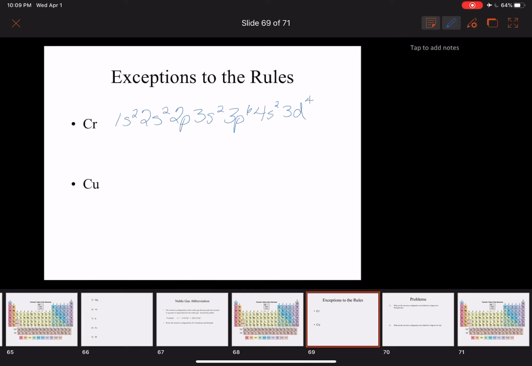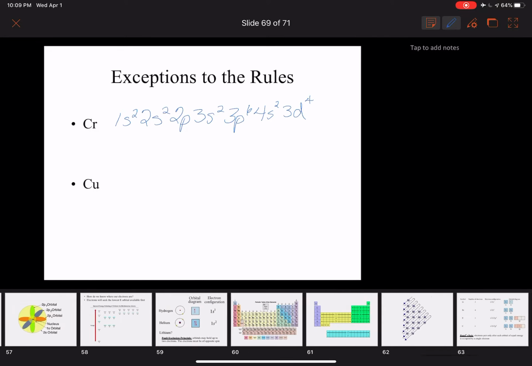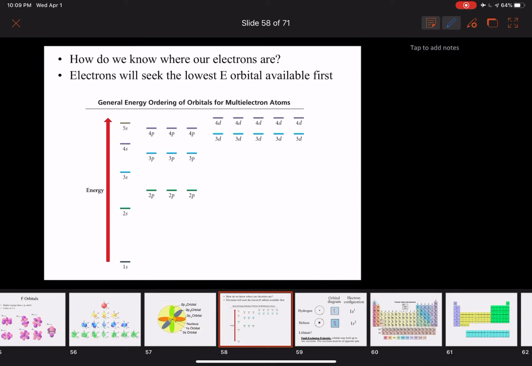Now the thing about this is, when you half fill or completely fill the d subshell, it's very stable. So if we go back to the energy diagram right here, we can see that the d's are higher in energy than the 4s right there. But once you half fill the d's, or you completely fill the d's, their energy level sinks.